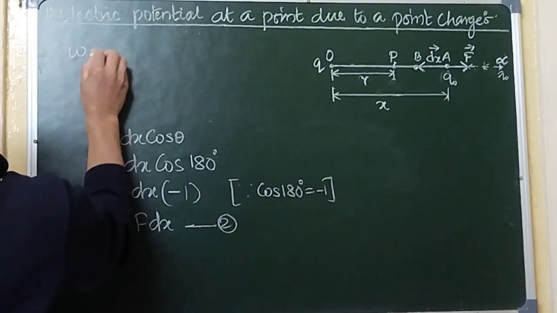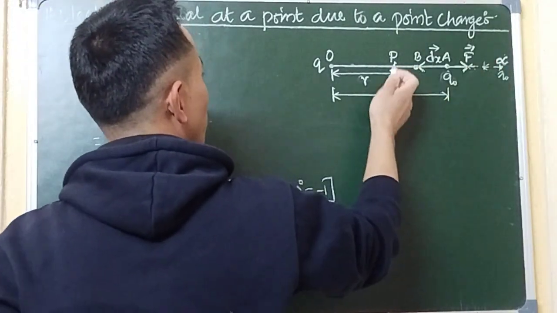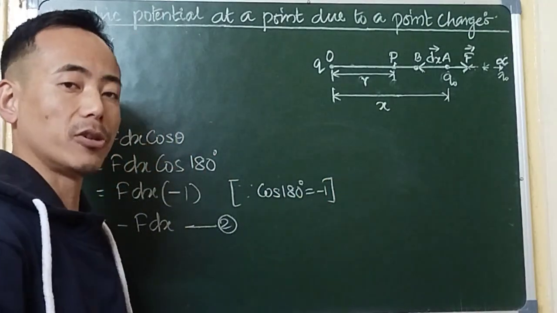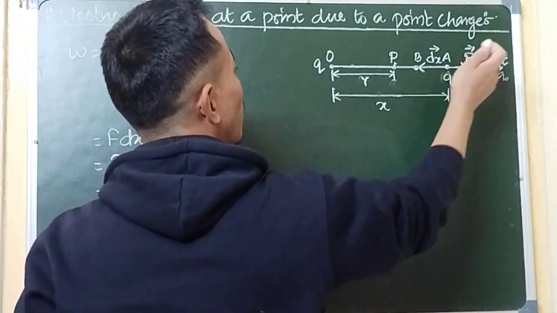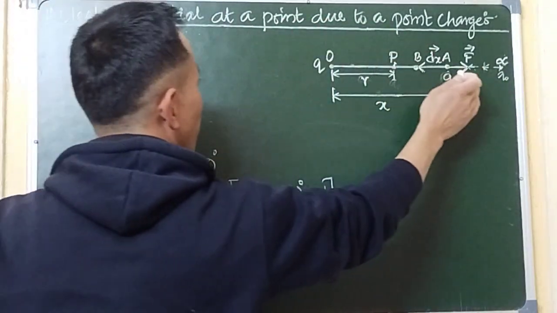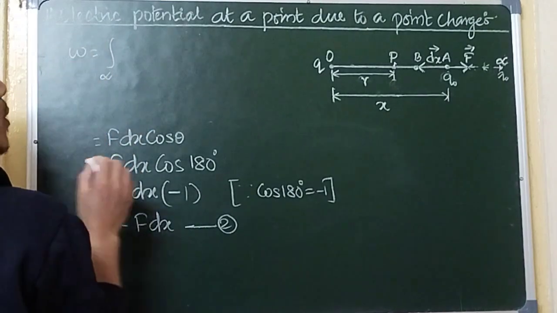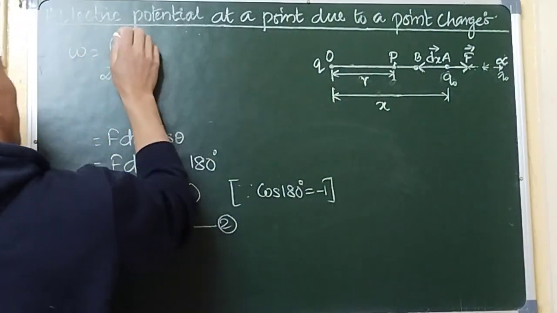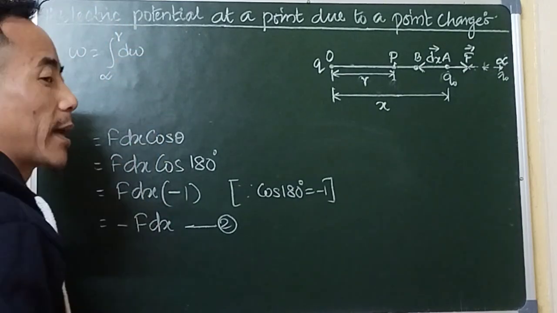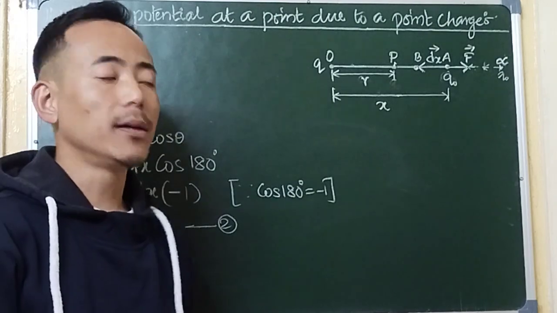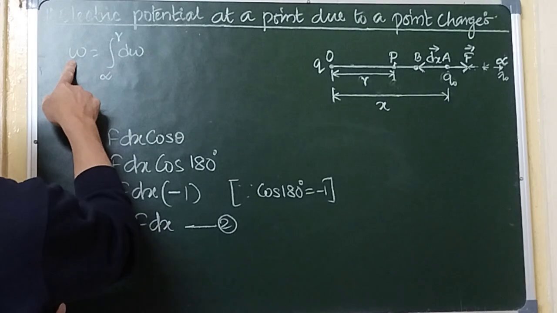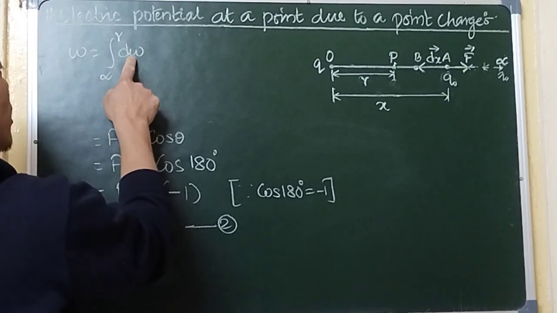So the total work done on the charge while bringing it from infinity up to the point P will be integration. Why are we integrating? Because integration is simply addition of all the small amounts of work done from infinity up to the point P. So integration, and we have a limit. We are bringing it from infinity up to the point P, which is at a distance of r. So from infinity up to the point r, whatever small amount of work has been done has to be added, and that will give us the total work done here. So therefore we have written total work done W is equal to integral from infinity to r of dW.